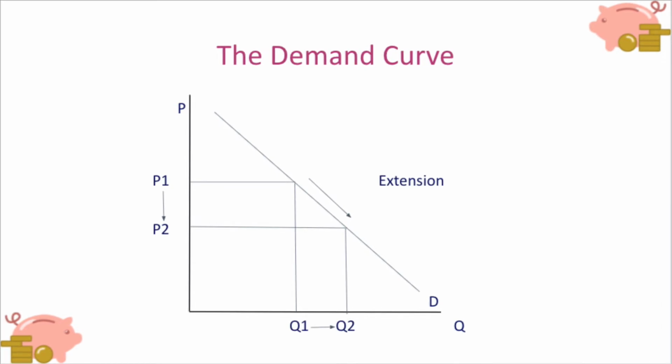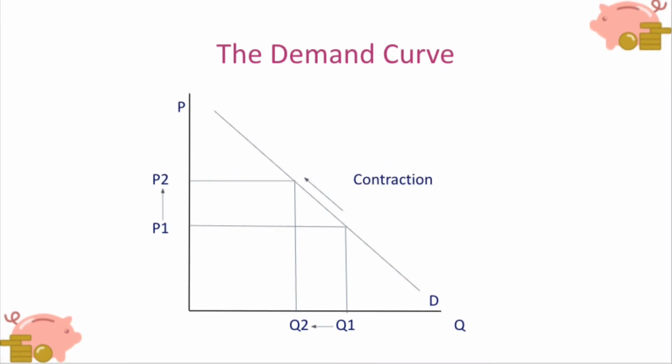Here we can see that as the price falls from P1 to P2, the quantity demanded rises from Q1 to Q2. That's a movement along the demand curve, and we call that an extension because the quantity demanded has increased. So as the price falls, the quantity demanded increases, we move along the demand curve, and that's called an extension.